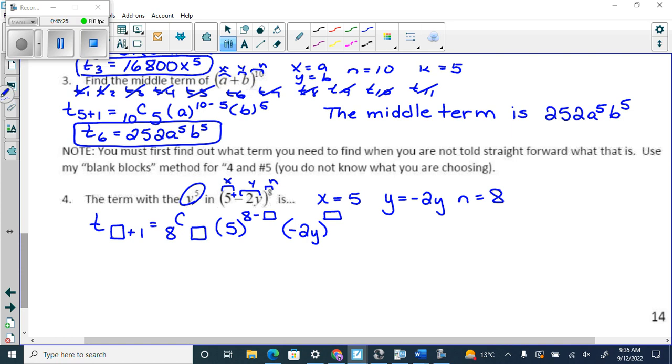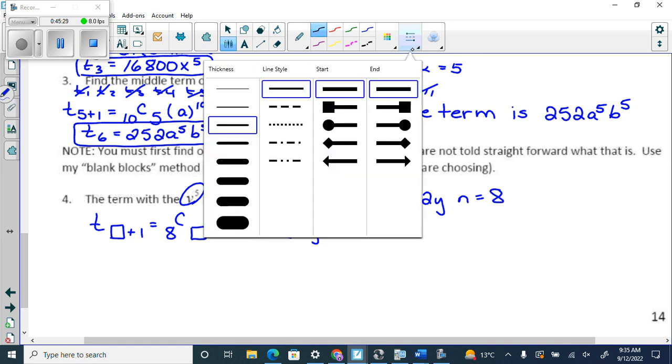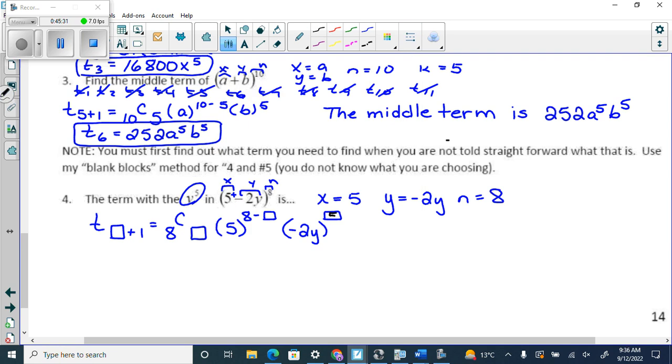I know I need y to the 5. I know this is the only y sitting here. So I know the box has to be a 5. Well, this box has to be a 5, this box has to be a 5, this box has to be a 5, this box has to be a 5. This one is asking for the term. If it asks for the term number, I would be done.